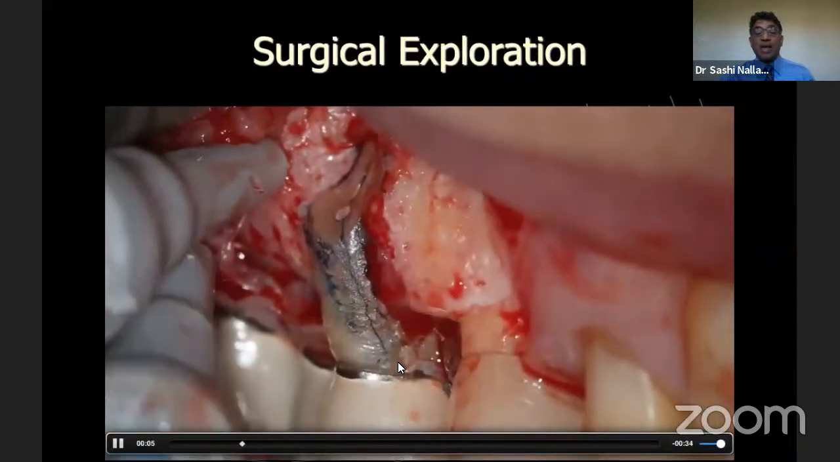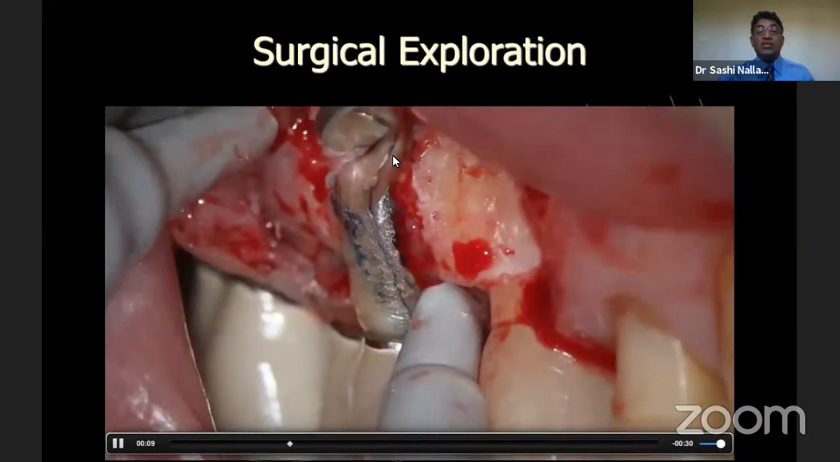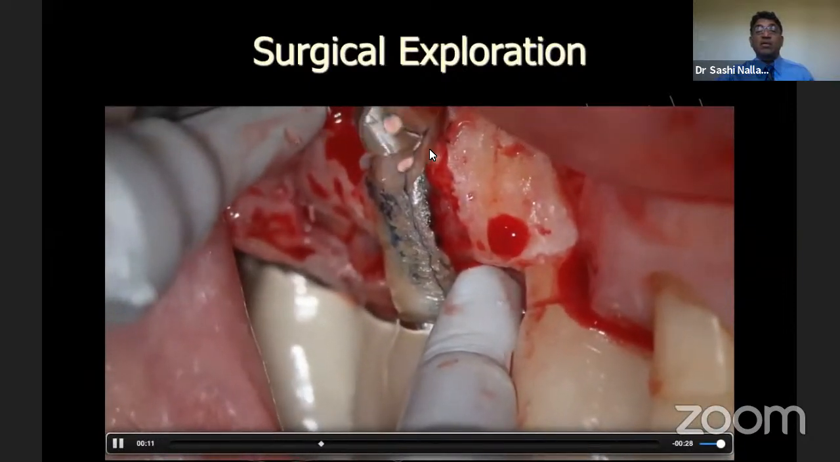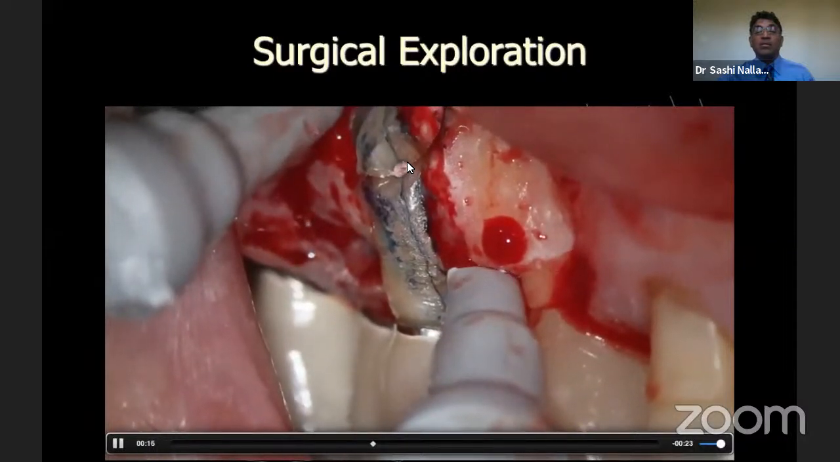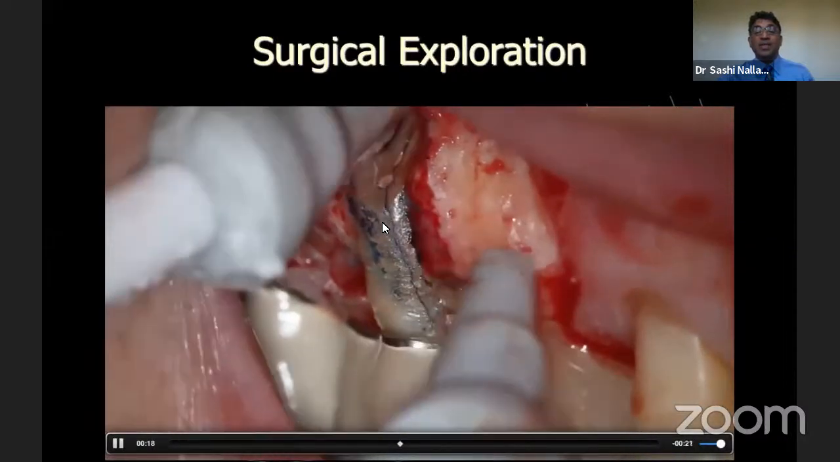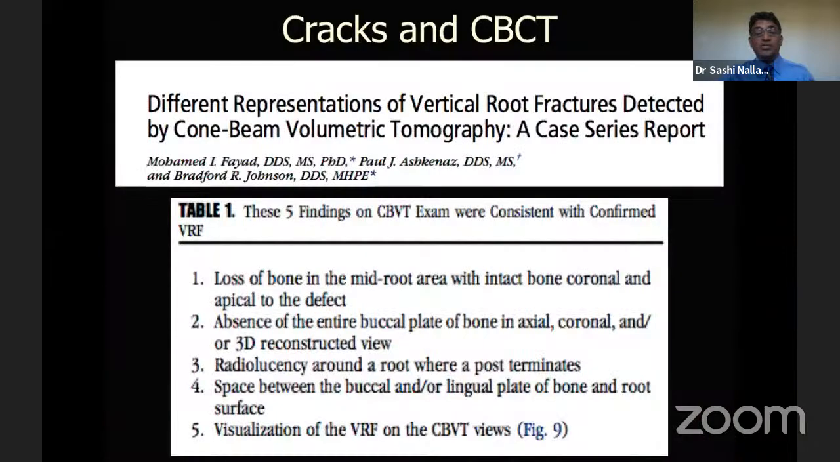And sometimes you have to surgically explore and check the crack. Here a flap was raised and you can actually see the crack running right across, as you can see in that mirror view, on the surface of the root apically, and then going down the entire length of the tooth. So these are only seen after surgical exploration.